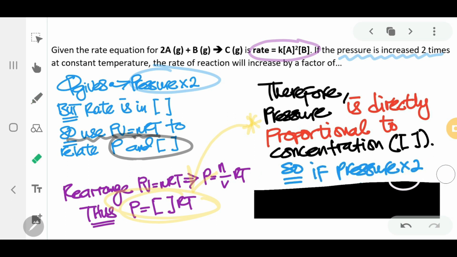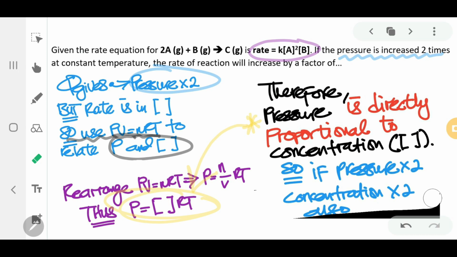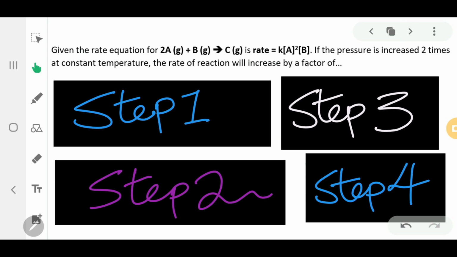And so if pressure is increased by 2 times, because it is directly proportional, concentration will be increased by 2 times also, because of this relationship right over here. So now we're going to continue with the steps. We have looked at the 3 important notes.